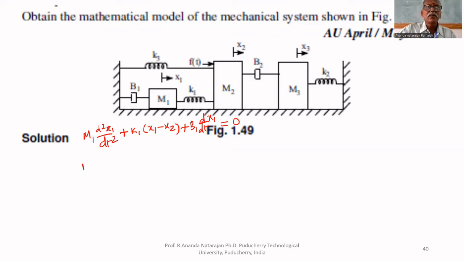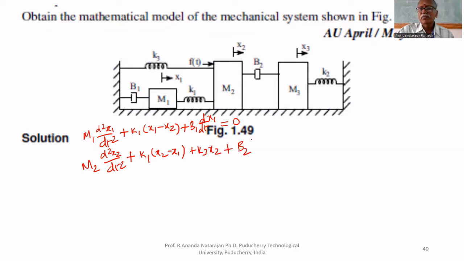What is the second equation? M2 d square x2 upon dt square plus K1 (x2 minus x1) plus K3. One end is fixed to M2, another end is reference. That's why K3, another end is fixed. Therefore, K3 x2 only, plus B2 d by dt of (x2 minus x3). Applied force is there, F of t, therefore equal to F of t.